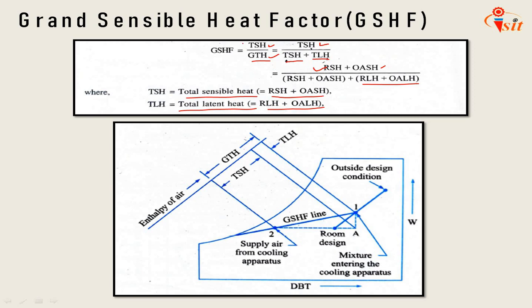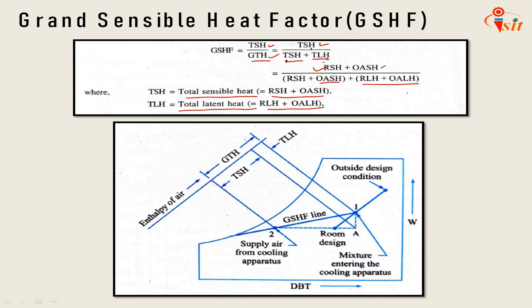Now here we know that GTH is total sensible heat plus total latent heat. OASH is outside air sensible heat. OALH is outside air latent heat. OATH is nothing but the sum of OASH plus OALH.